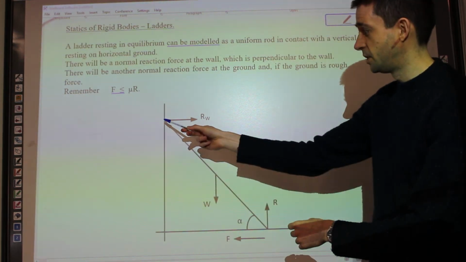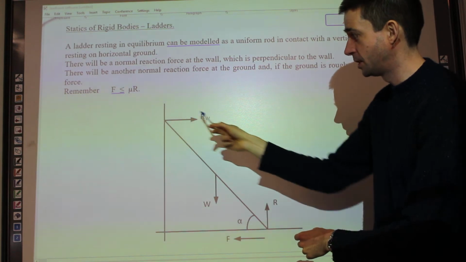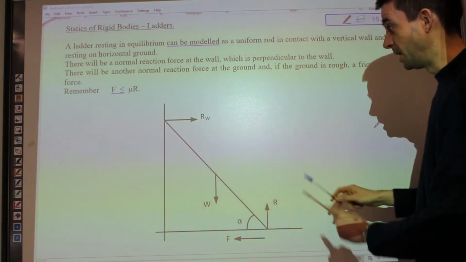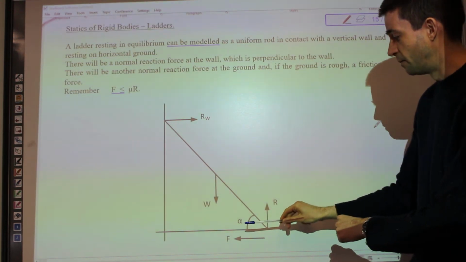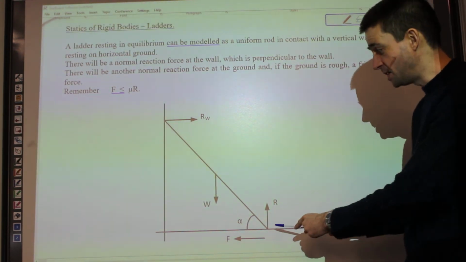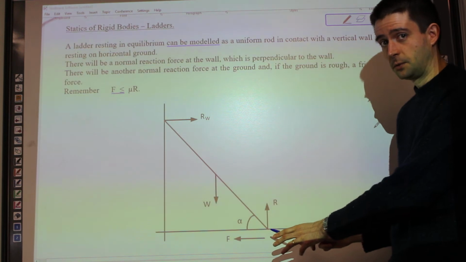So we have two different reaction forces to consider in this model. One is the one exerted by the vertical wall on the ladder, which comes at right angles, and the other reaction force is the one that's exerted by the floor on the ladder at the base, where the ladder is in contact with the floor.